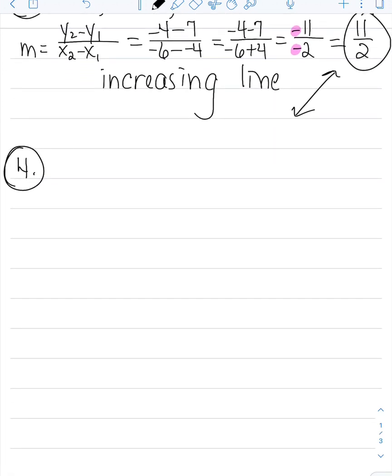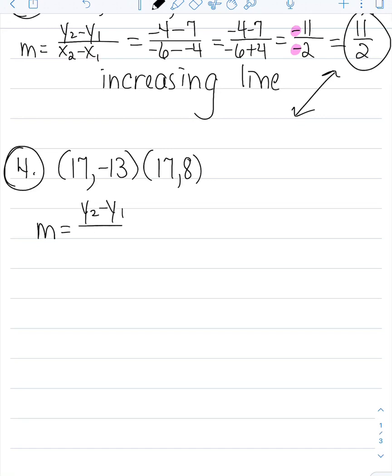So let's find the slope of a line that passes between (17, -13) and (17, 8). If I'm finding slope from 2 points, I need to pull out that equation: second y minus first y, over second x minus first x. Let's label our points: first x, first y, second x, second y.